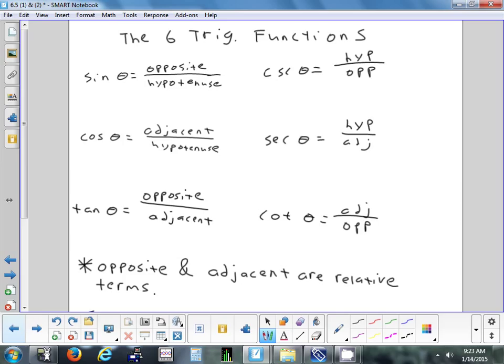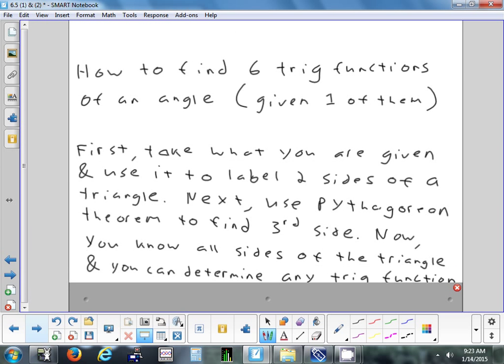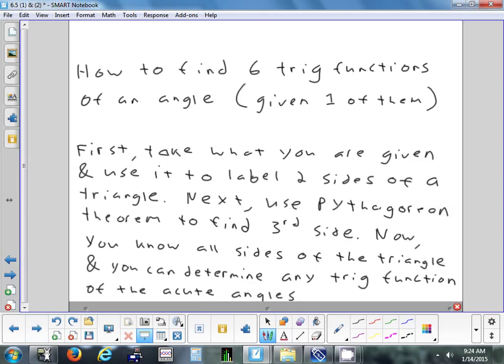So if I said to you the sine of an angle is 2/3, opposite is 2, hypotenuse is 3. You now know 2 out of 3 of the sides. Oh, and then you can do the Pythagorean theorem. Yeah. Now you could use the Pythagorean theorem to get the remaining side that you don't have. So if I give you a trig function, label what you're given, use the Pythagorean theorem to get the third side. Now you know all the sides, and you can find any trig function you want. That's kind of the point there.